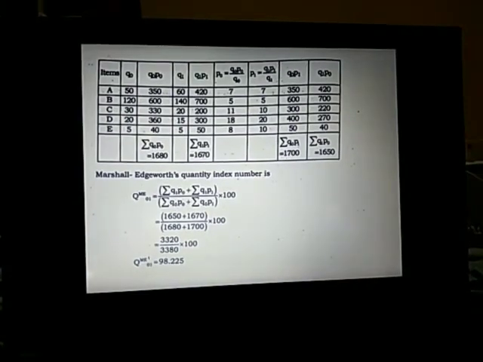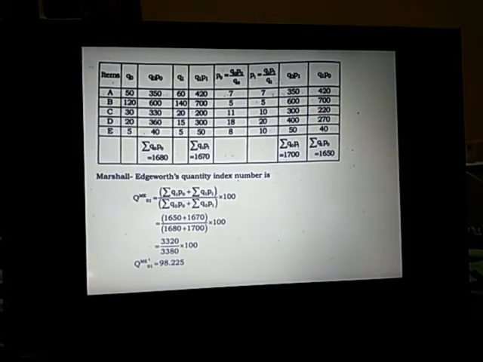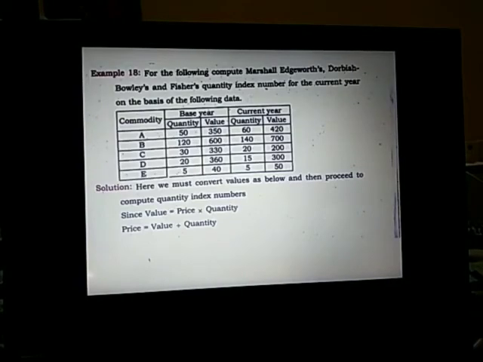So we construct a table. First is the items A, B, C, D, E. Next is Q naught, that is quantity for the base year. Next is Q naught into P naught. Q naught into P naught is nothing but the quantity and the value.